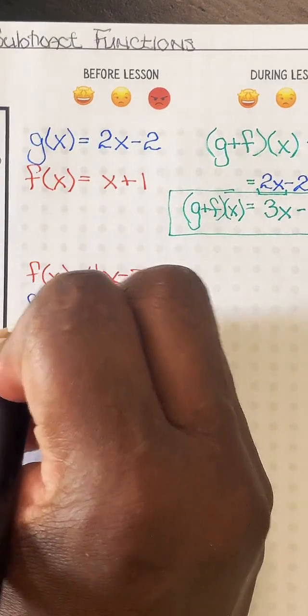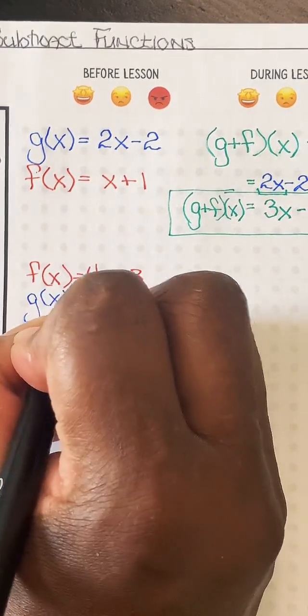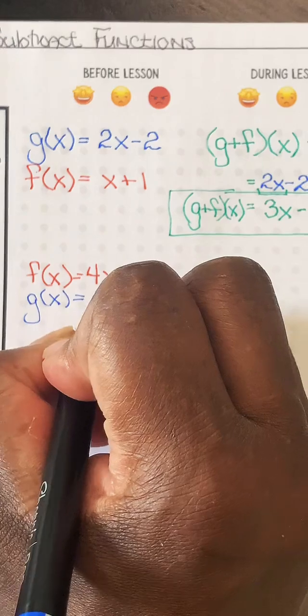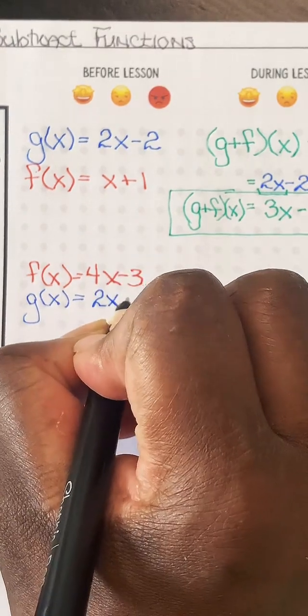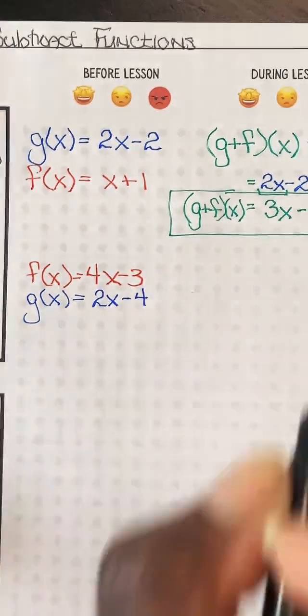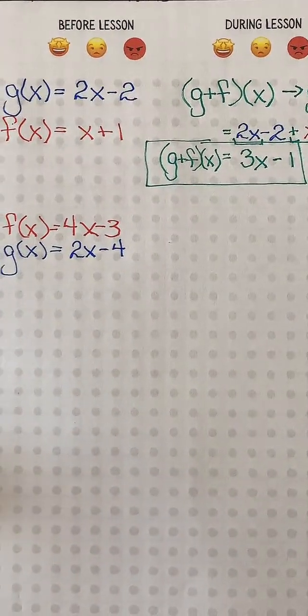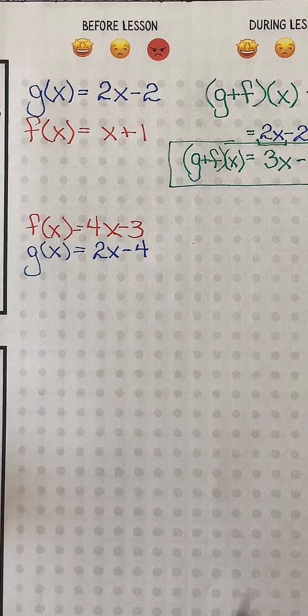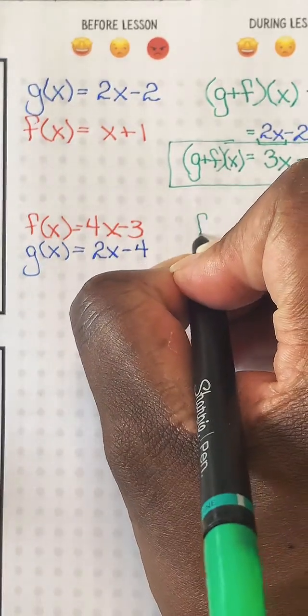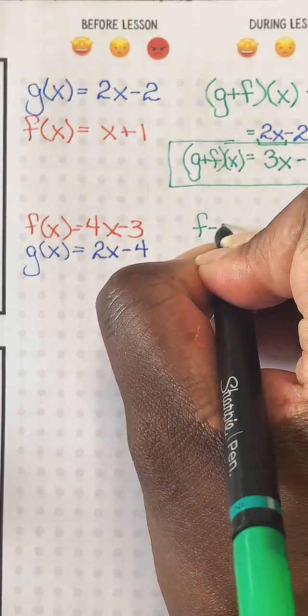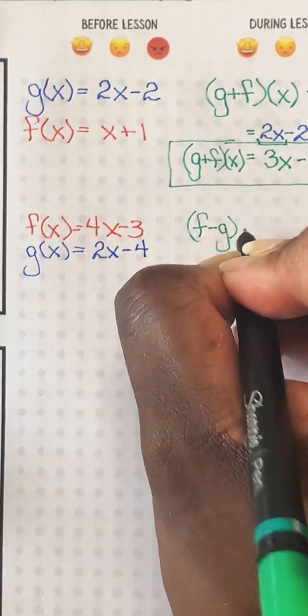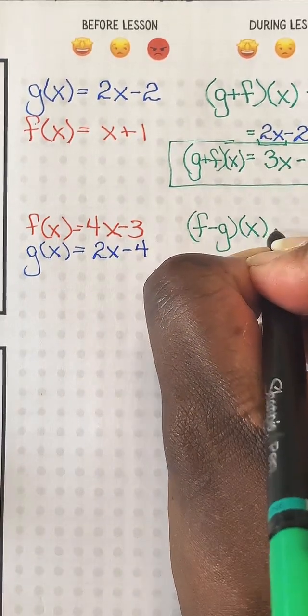And the g of x is equal to 2x, we're going to keep it together, minus 4. And what we're looking for is the f minus g of x.